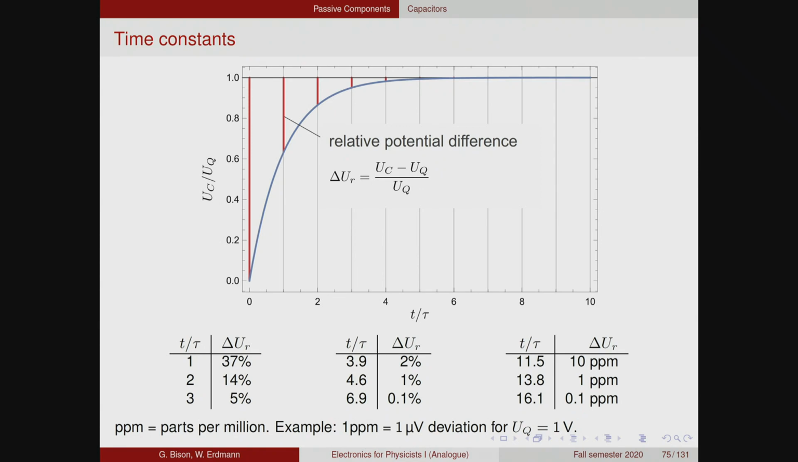Do we do the group splitting now? Yes, okay. So I hand over to you.